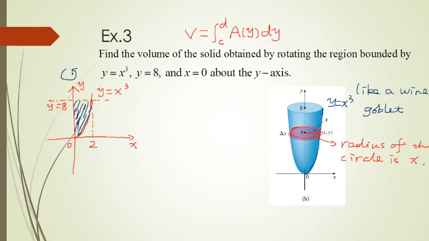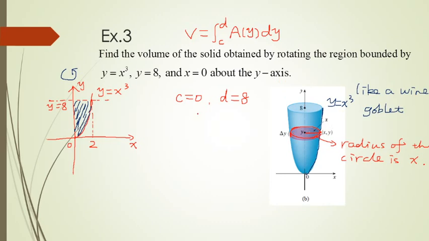It is x. When we cut it at some point y, what is my y? What are the values c and d? So c equals 0, right? Lower bounded by 0 and top bounded by 8. So that's why we use y as a variable to get the volume. That will be more convenient.